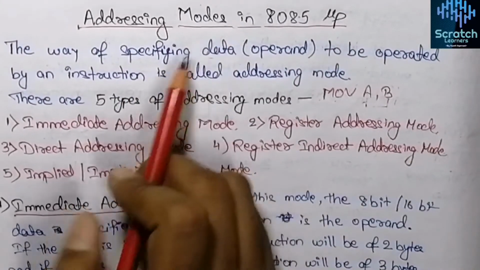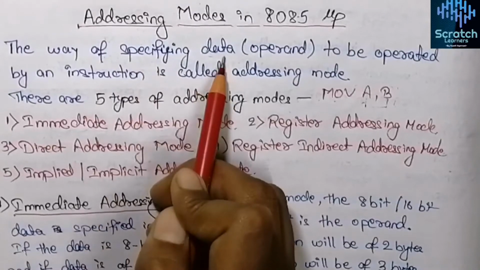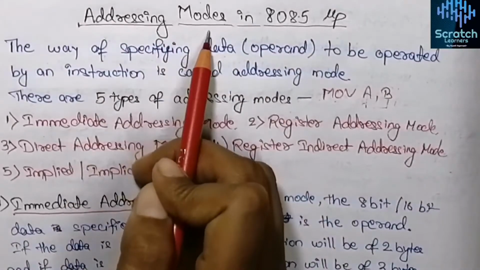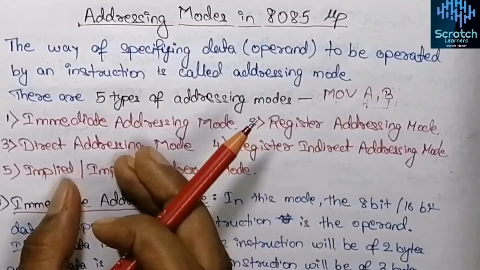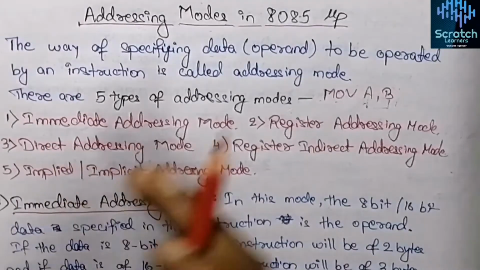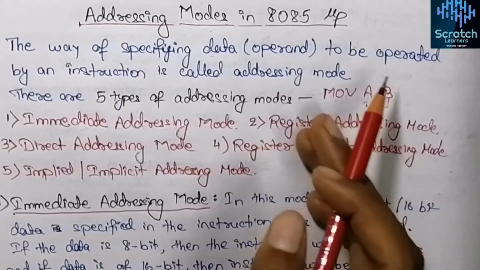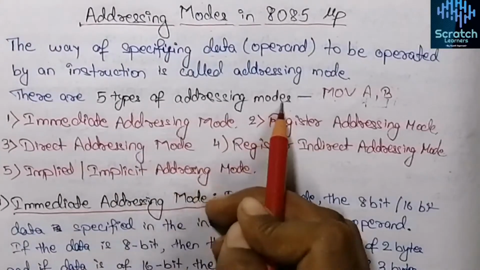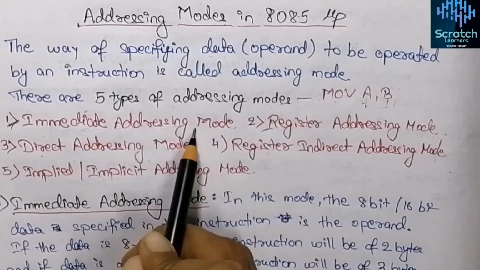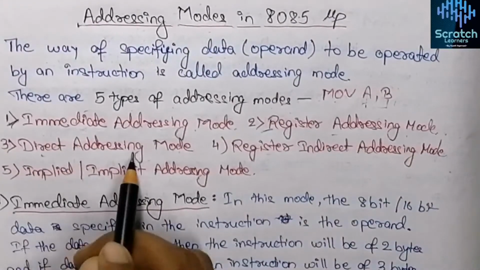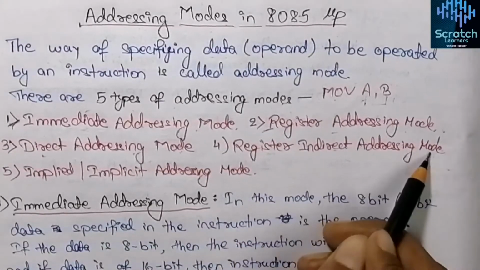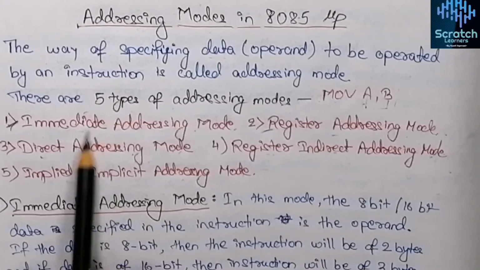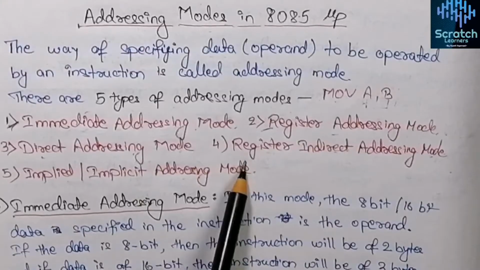That means we need to move from one register to another register. And what is an addressing mode? Addressing modes are the ways of specifying data, that is the operand, to be operated on by an instruction. As the name suggests, addressing modes are the specific ways by which an instruction can specify the data on which an operation is going to be performed. And there are 5 types of addressing modes in the 8085 microprocessor: immediate addressing mode, register addressing mode, direct addressing mode, register indirect addressing mode, and the last one is implied or implicit addressing mode. So let's discuss all these 5 types of addressing modes in detail.